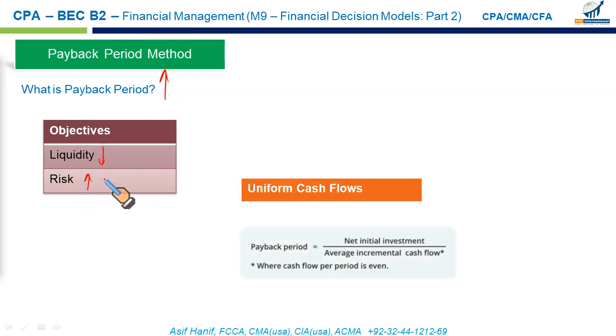Now there are two types of questions that you might come across. Those where cash flows are uniform, the cash flows are the same year after year. In this case, we can simply calculate our payback period by taking your initial investment and dividing it by the average incremental cash flow, that is the same cash flow every year.